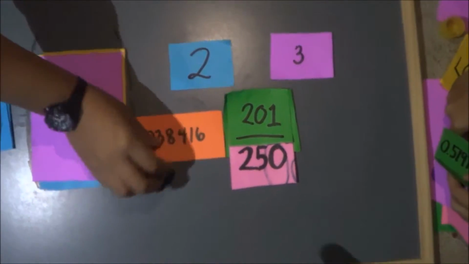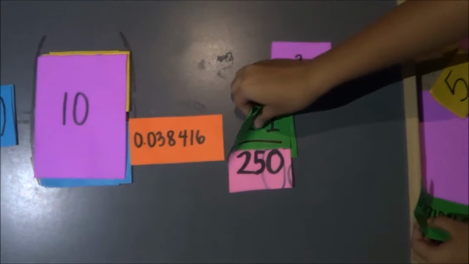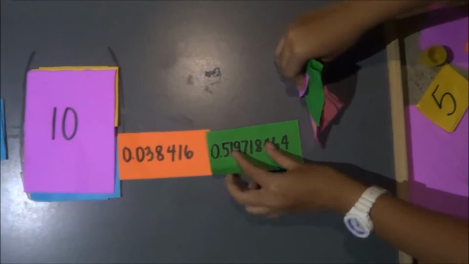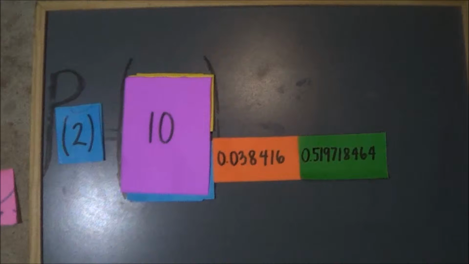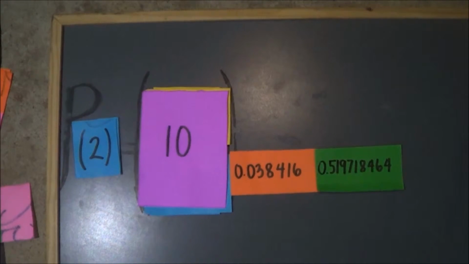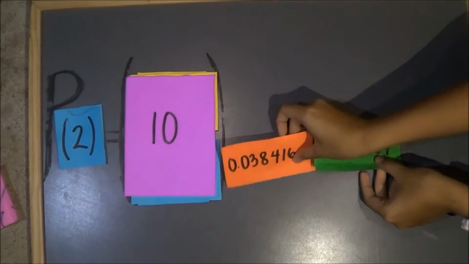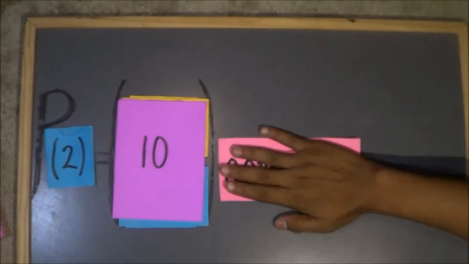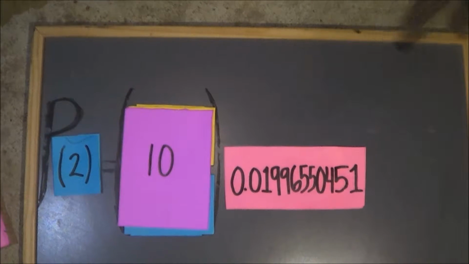Now we get 0.038416. Now, let's continue to q. 201 over 250 raised to the power of 3, we have 0.519718464. Multiplying both p and q, we get an answer of 0.01996550451100.